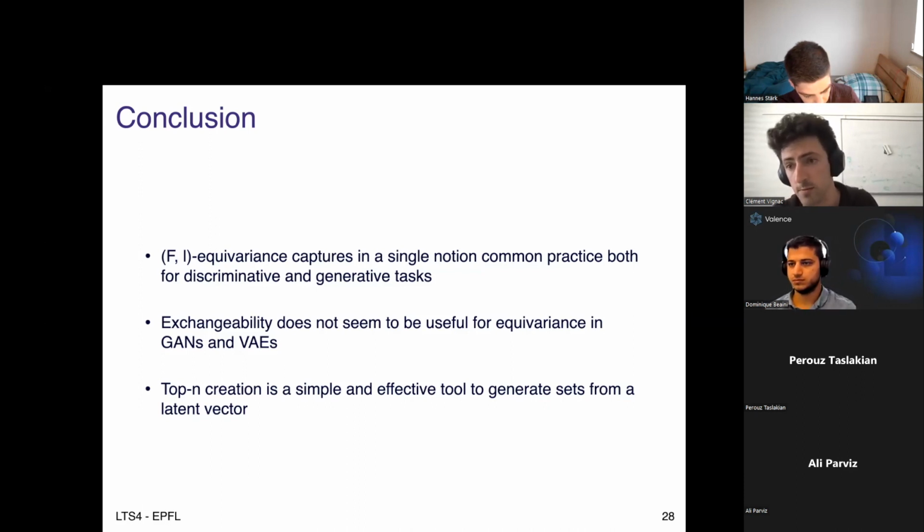I'm personally convinced that in these settings, it's not needed because you don't care about the permutations that you use to generate a graph or a set. Of course, it's hard to prove that something is useless, so it's just evidence, not a proof. And finally, top N creation is a simple tool to generate a set from a latent vector. If you use it, then you can use what you want for the update step, like any graph network that you want or any equivalent network.